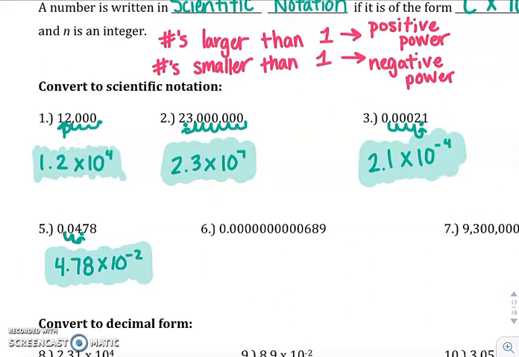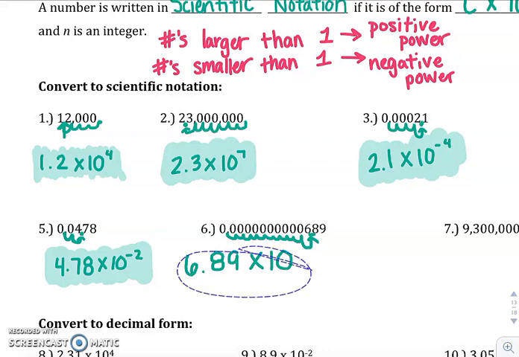How about number 6? Really the trick with these guys is just making sure you don't accidentally miscount. So don't do it so quickly that you miscount what your place values are. But for this one, we want the decimal to be right between the 6 and the 8 there. So it'll be 6.89 times 10 to what power, though, is the question. So let's see. 1, 2, 3, 4, 5, 6, 7, 8, 9, 10, 11. So 11 places, but negative or positive? It is a number much smaller than 1, so to the negative 11th power.